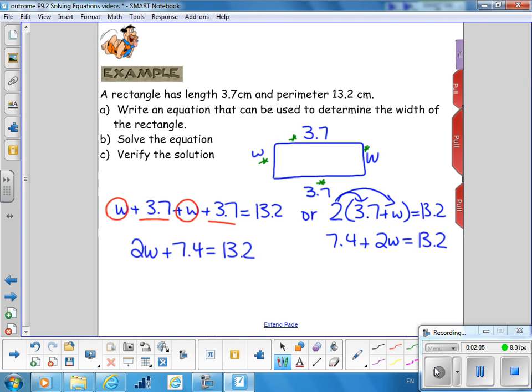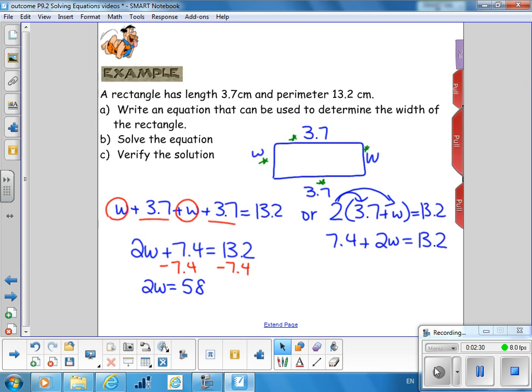So now we want to get the W by itself. We have to use inverse operations. If we're adding 7.4 and we want to eliminate it, we want to make it a 0, the inverse of addition is subtraction. So we need to subtract 7.4 from both sides. And so what we will have is 2W equals 5.8.